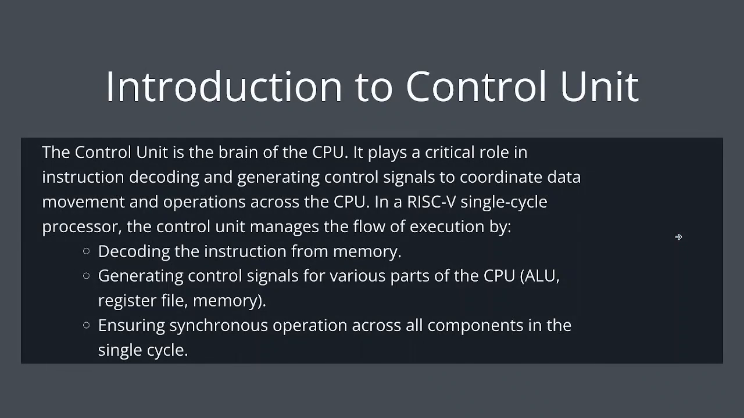The control unit is the brain of the processor. Its job is to decode instructions and generate the control signals that direct the operation of the other components, like the ALU, the register file and the memory. Without the control unit, the CPU wouldn't know what to do with the instructions it receives.